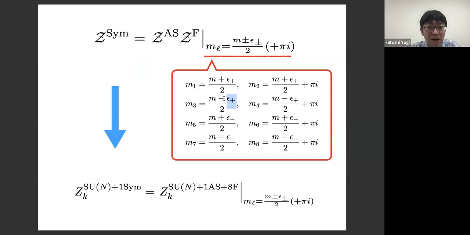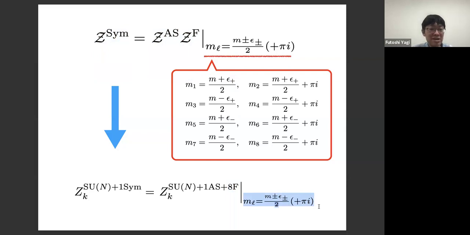Rather, I found by trial and error, observing the left-hand side and right-hand side, and we expected that we might have some correction depending on the omega deformation parameter. And then by some trial and error, we found that by tuning the mass in this way, we can see this agreement. And this immediately indicates that the Nekrasov partition function of SU with one symmetric and SU with one antisymmetric plus 8 flavor agrees if we tune the mass in this way.